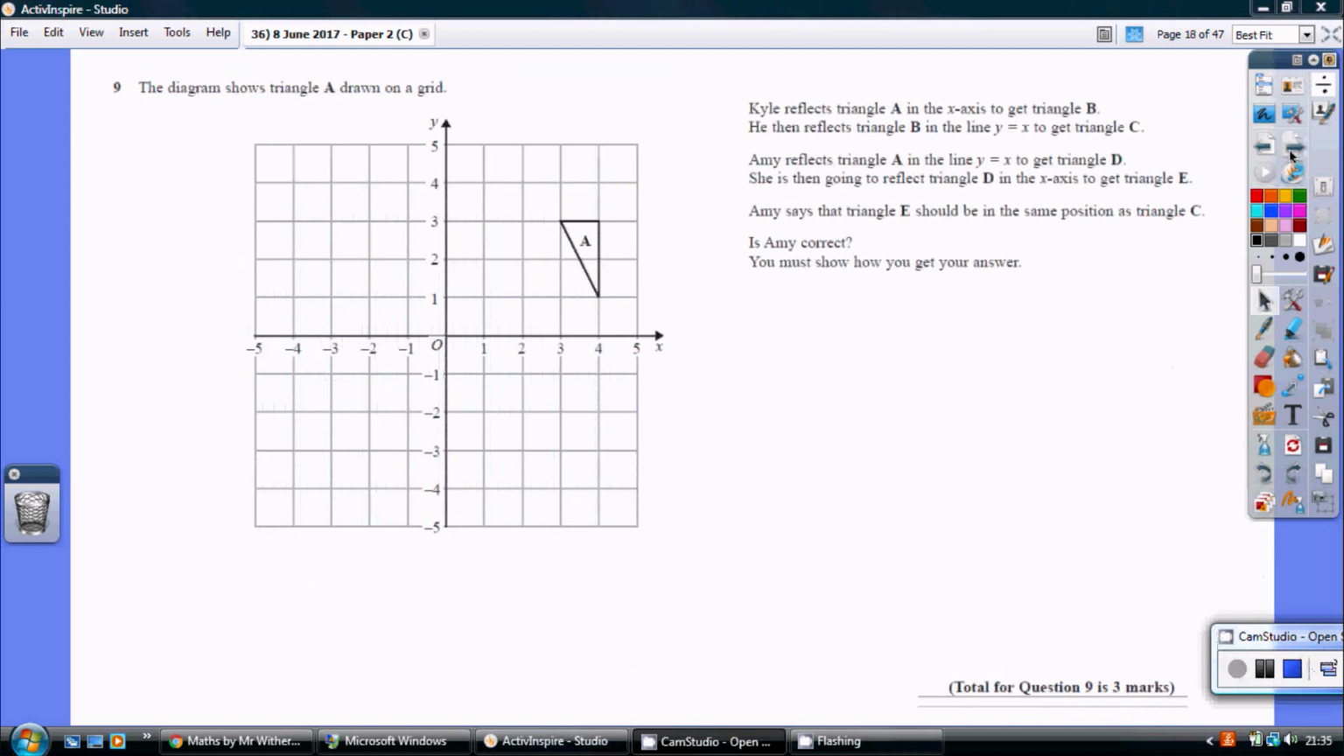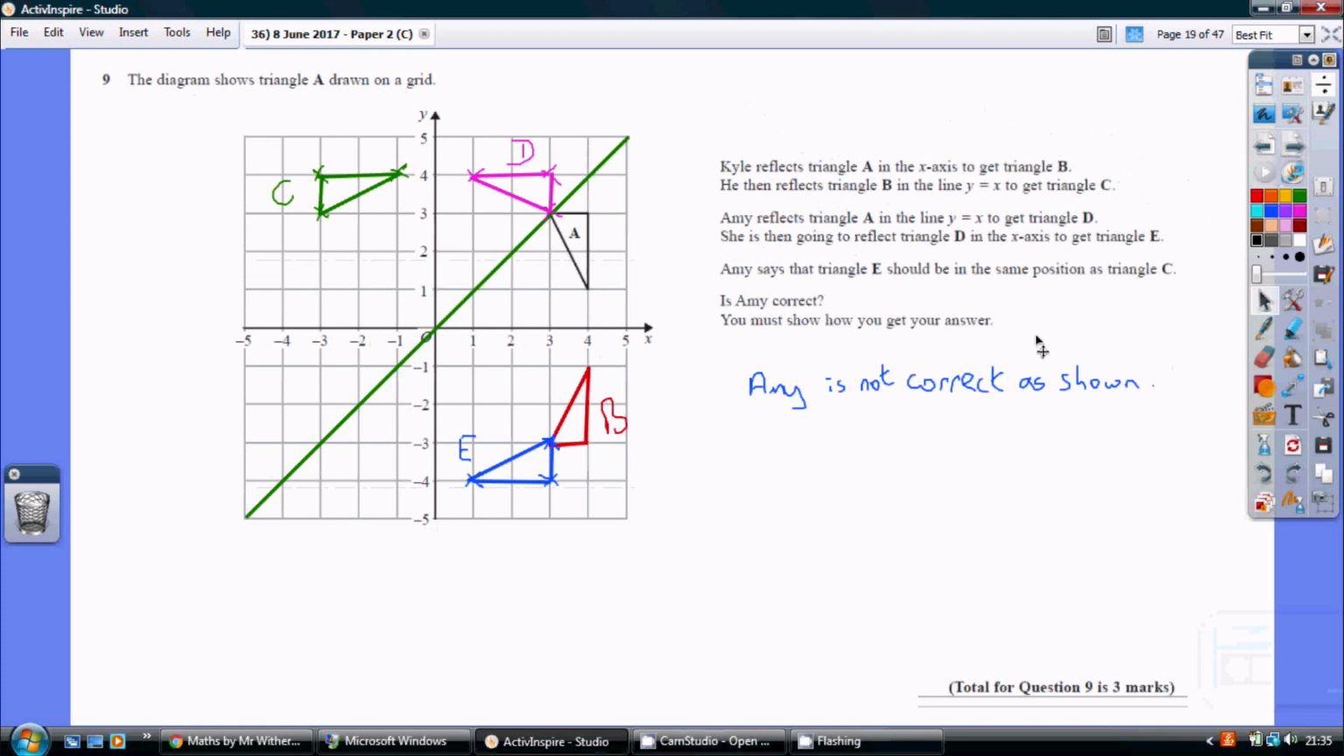Question 9. So we start off with reflecting triangle A in the x-axis to get triangle B. So here's the x-axis, so reflecting A, we get B down here. We're then going to reflect triangle B in the line y equals x to get triangle C.